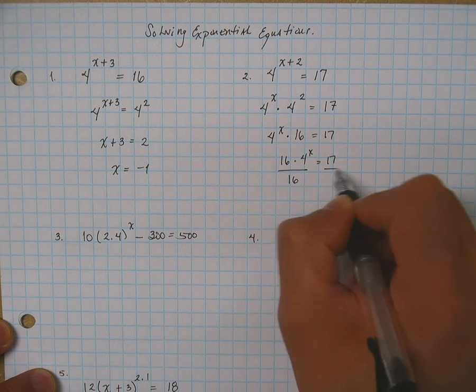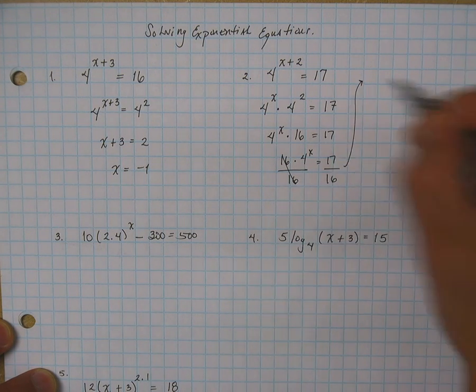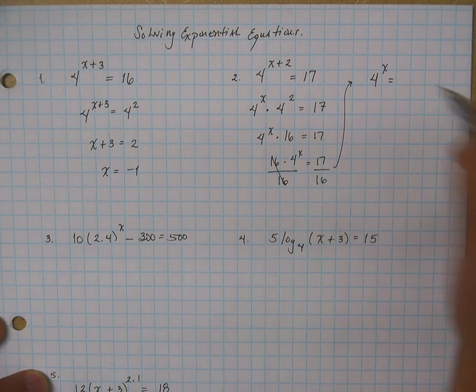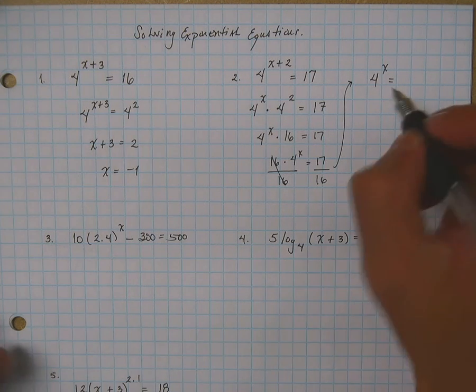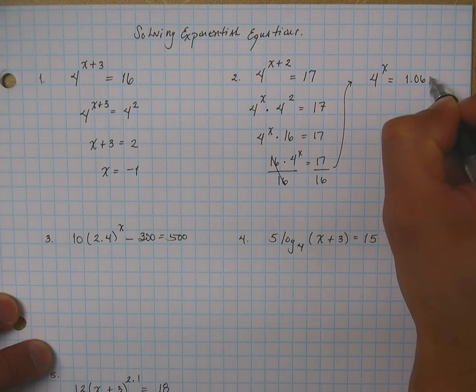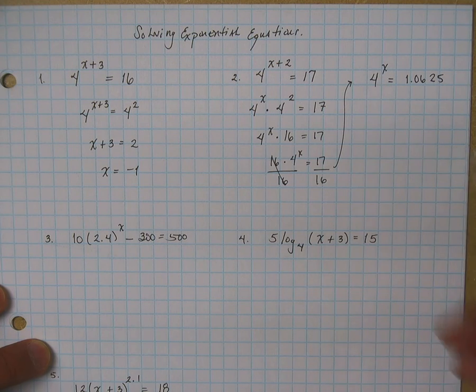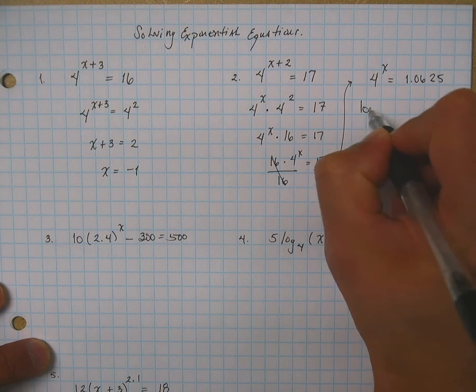Divide by 16 on both sides. That becomes a 1. I'm going to bring it up here. That becomes 4 to the power of x is equal to 17 divided by 16. 17 divided by 16 is 1.0625. Now, how do I get this x down? Well, you're going to have to take the log on both sides.